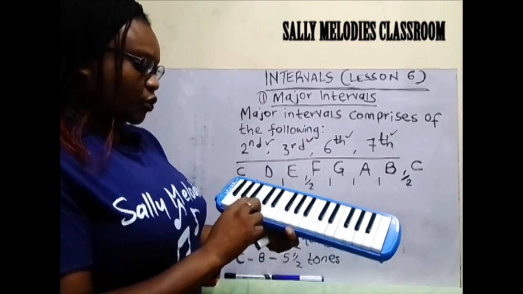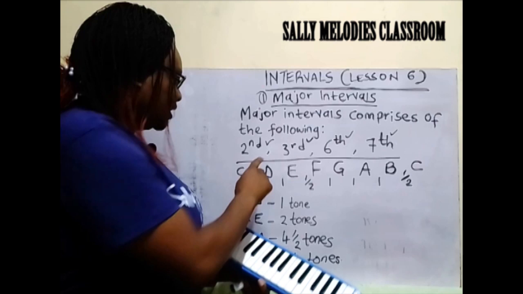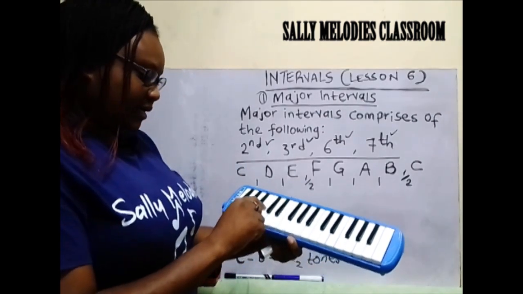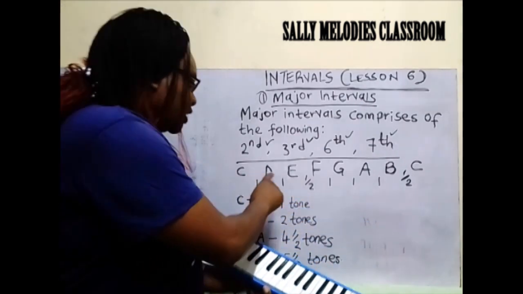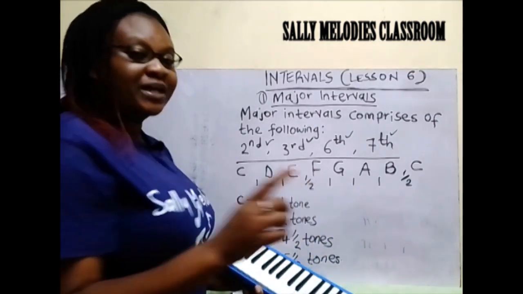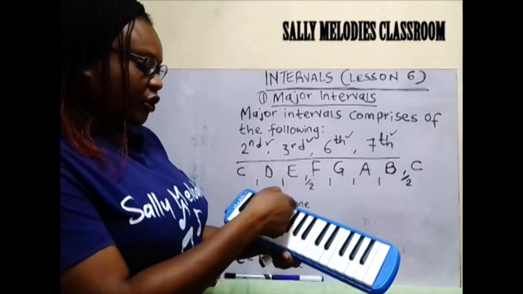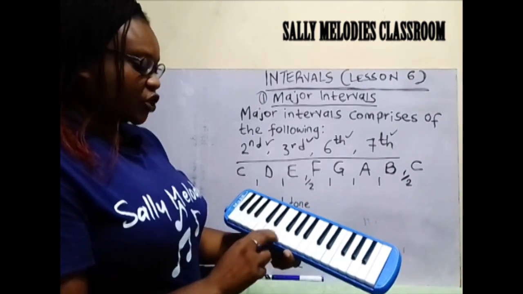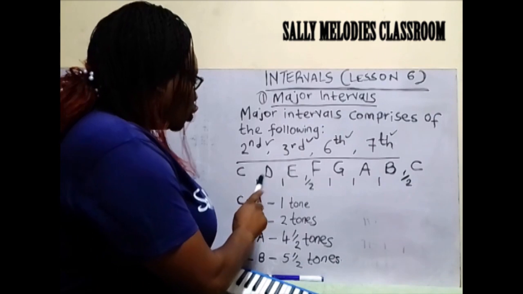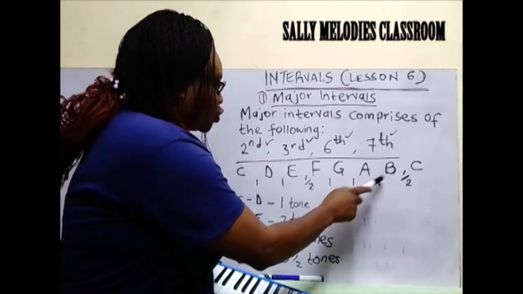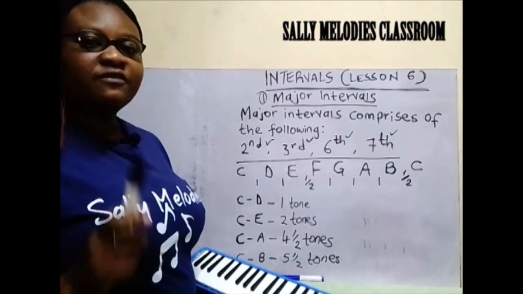From C to D, it is a tone. From D to E, it is another tone. But when we come to E and F, we don't have any black key in between here. So that is half a tone, which we call a semitone. Remember the format: tone, tone, semitone, tone, tone, tone, semitone. That is the formula of the major scales.